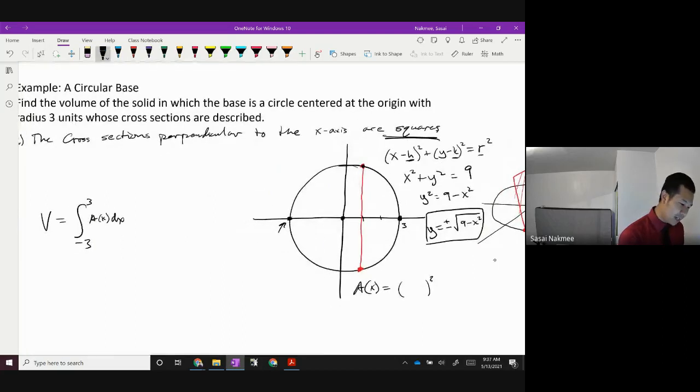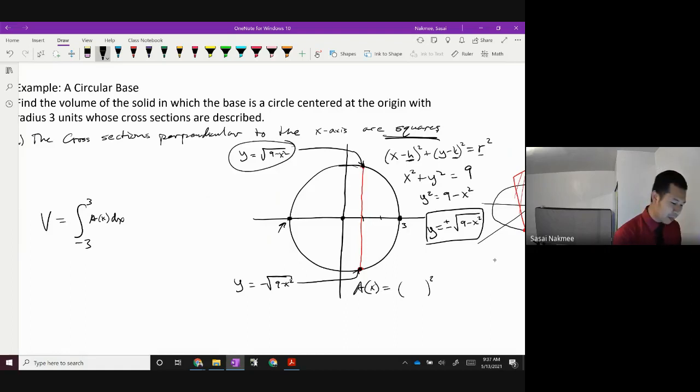And this top part right here is going to be y is equal to the positive square root of 9 minus x squared, whereas this one down here is going to be y is equal to negative the square root of 9 minus x squared. That's how we're going to find that distance, right? The top function in this case is the positive version of that square root. The bottom function is the negative version of that square root. And that's how we're going to find this distance in red, from here all the way to here. All I need to do is the square root of 9 minus x squared minus the negative square root of 9 minus x squared.